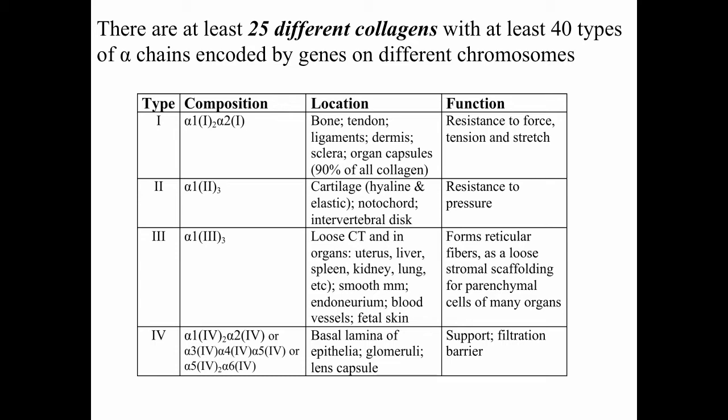Type 4 collagen, basal lamina, primarily basal lamina of epithelium. It's also found in the lens capsule in the eye, and it's also found in the glomeruli in the kidney. Major functions of type 4 collagen are for support, and when we talk about the kidney, we'll talk about it as a major component of the filtration barrier in the kidney. So as I said, I want you to know about these 4 types of collagens for our course. You will encounter the other collagens later in your clinical training. If you talk about certain disease conditions for collagens, you may talk about some of the other collagens.